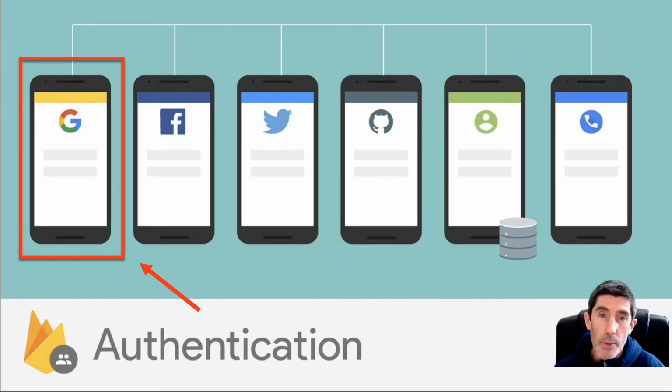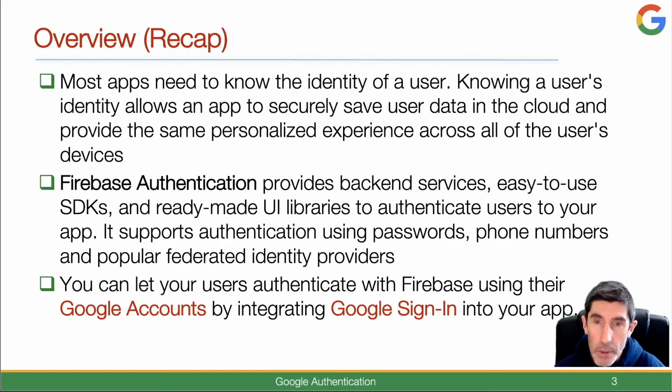Okay, so just a quick overview again. This is what we looked at in the general authentication section. But just to recap, most apps need to know the identity of a user. Knowing a user's identity allows an app to securely save user data in the cloud and provide the same personalized experience across all of the user's devices. Now, what we looked at already, which was Firebase authentication, provides backend services, easy to use SDKs and ready-made UI libraries to authenticate users to your app.